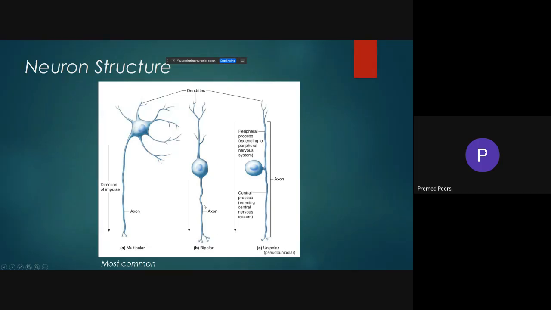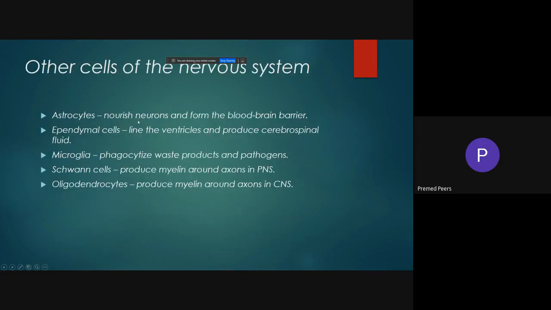Bipolar neurons are very, very rare. Most common in the eye, the retina, and you'll see with the sensory unit, they're literally just called bipolar cells in that case. Unipolar neurons are also called pseudo-unipolar because in the embryo they start off as bipolar. These are also common in sensory organs.